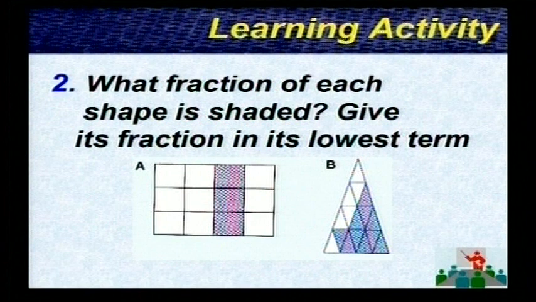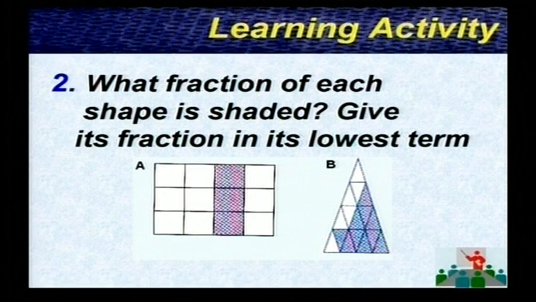So 2 things that you will do in learning activity number 2. First, you identify the fraction that is shaded in that shape, and then once you have found the fraction, you simplify that fraction to simplest form or lowest term.